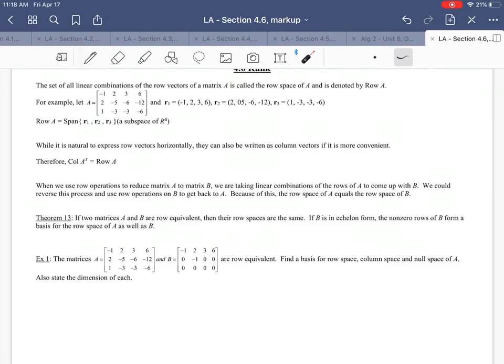And then the row space is the span of those vectors. Now, it's a subspace of R4 because it has 4 things in it, so that's something to note for later on when we do our examples.